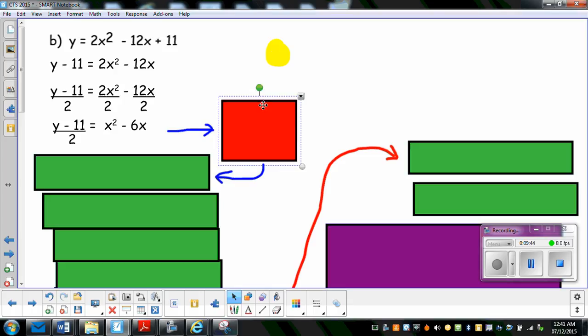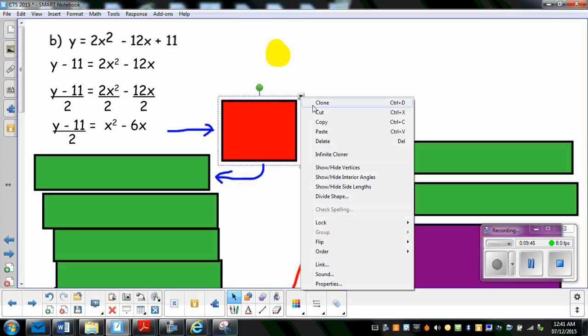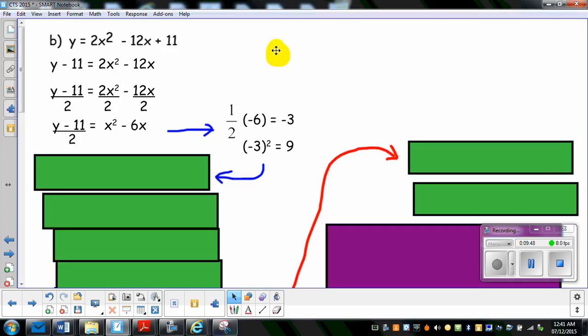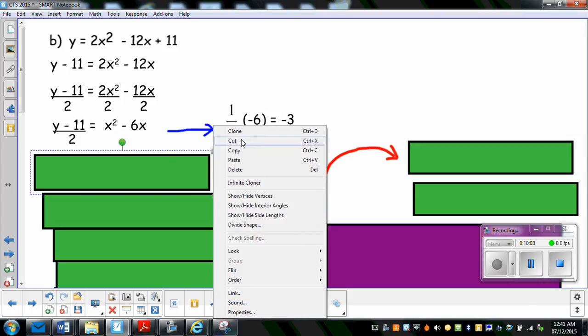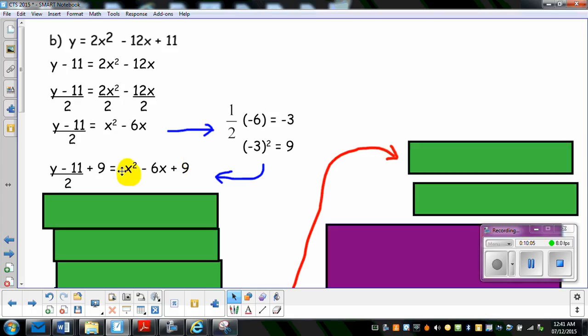And then we go off to the side here, and we do a little bit of work. We have to take that number that's in front of the x, and take half of that. So half of negative 6 is negative 3. And then we do negative 3 squared and we get 9. And once we get that 9, we have to add that 9 to both sides of the equation. So we put a plus 9 there and a plus 9 there.